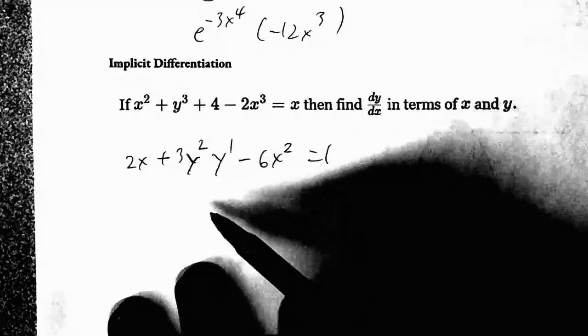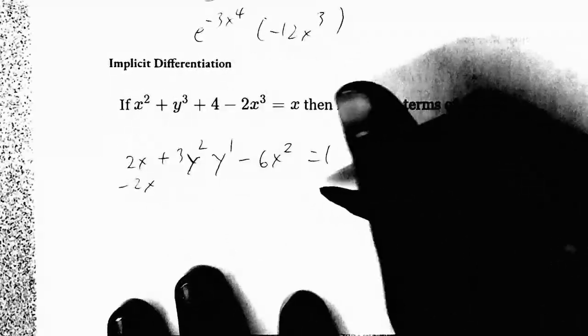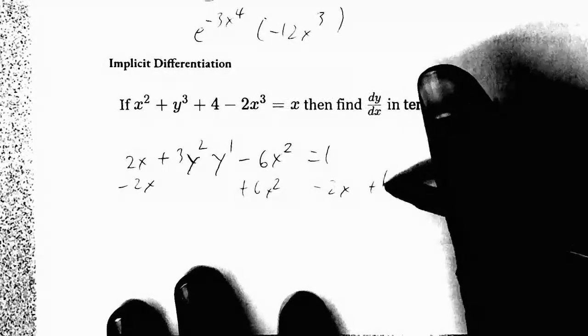Then step 2, get this y prime by itself. Okay, so I'm going to move this over, minus 2x, and I move this over, plus 6x squared.